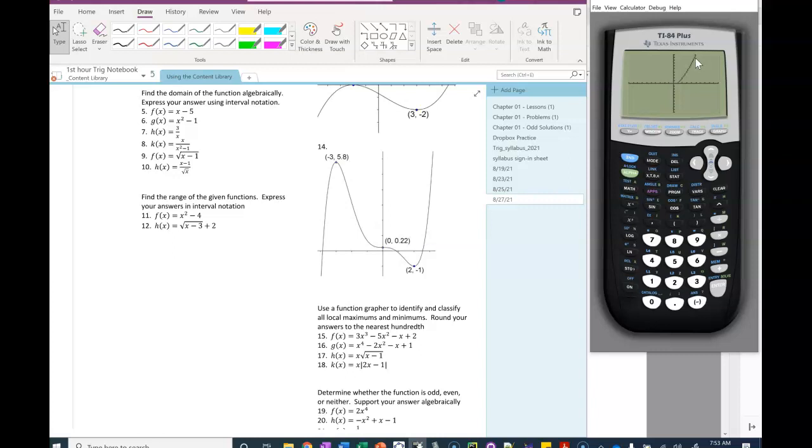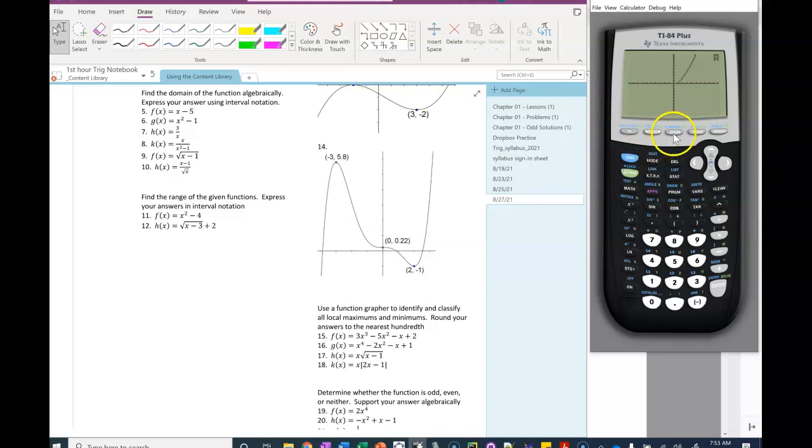Now if I look at this, I noticed that the graph starts right here, and then it just seems like it continues up forever. So there is one minimum, and it's the start of the graph. That is the overall lowest point on the graph. Is that okay?